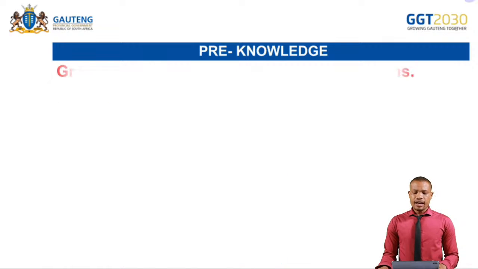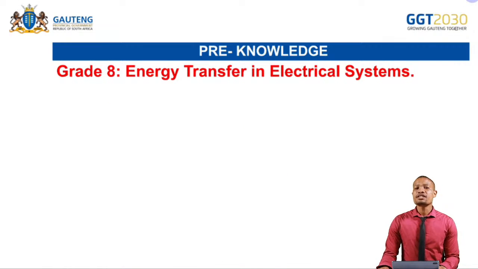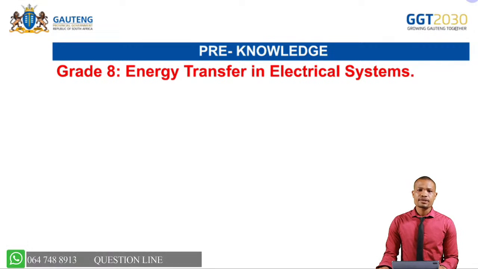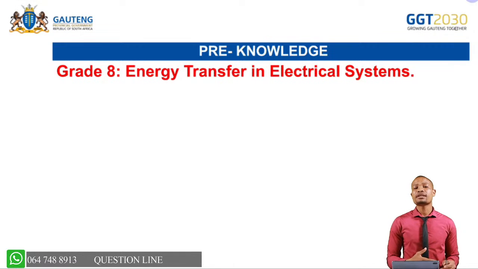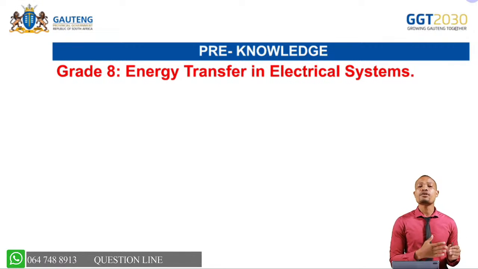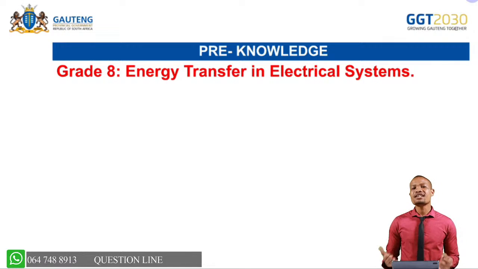Okay? Then in grade 8, we learned about energy transfer in electrical systems. But what are these energy transfers? Remember that we have the law of conservation of energy, which says energy cannot be created nor destroyed. It can only be transferred from one form to another. So energy transfer is when we use a certain type of energy and convert it into another form of energy. Okay, so what energy changes can you think of that occur in electrical systems? I'm very interested in your ideas.